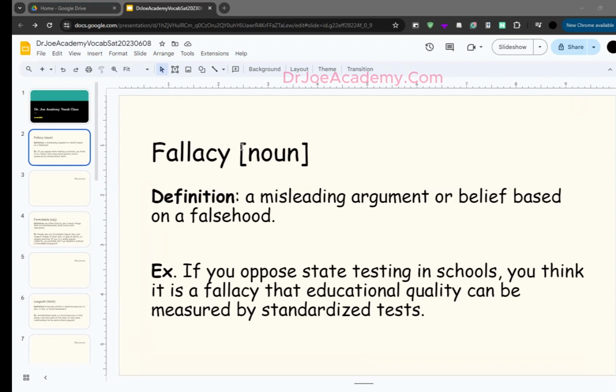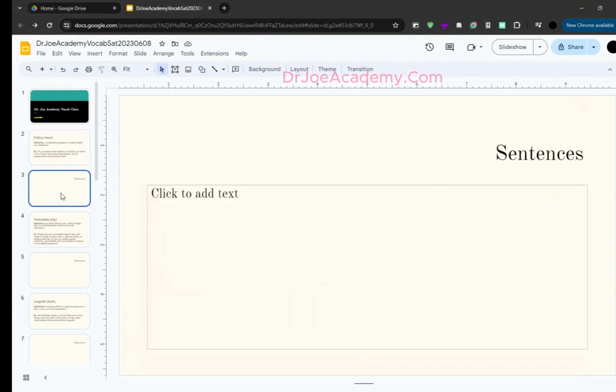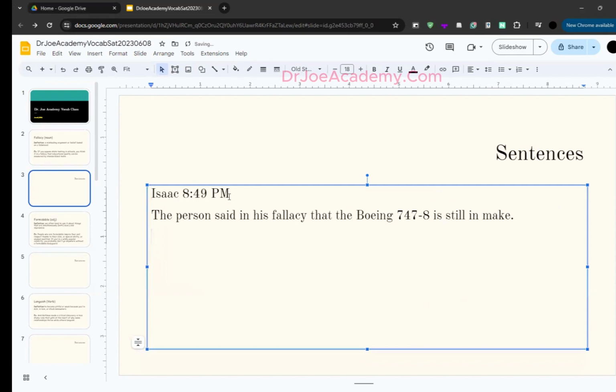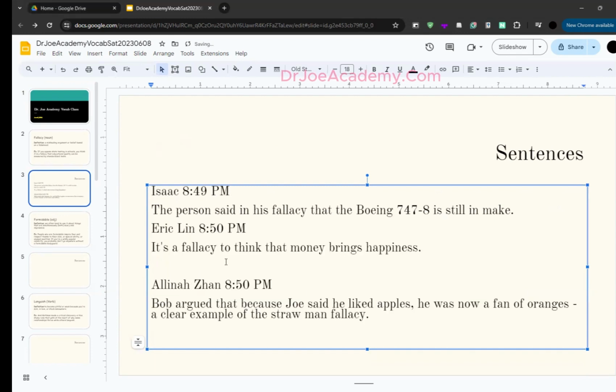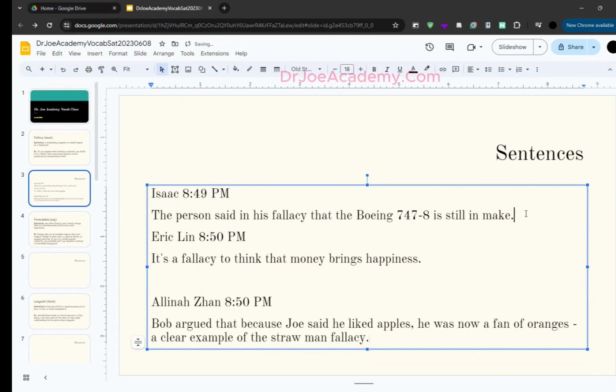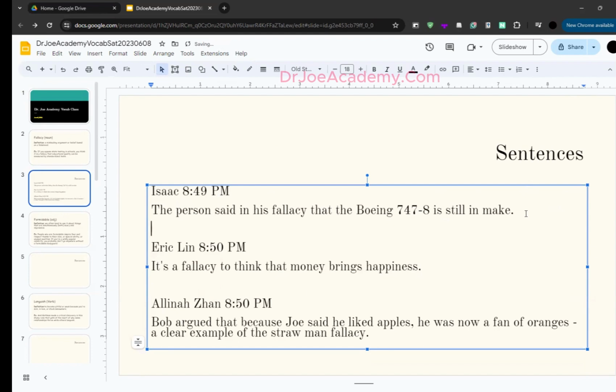Okay, so we're going to start taking up the sentences that everyone wrote for the word fallacy now. If you are still working on your sentences, then you can keep writing and submit them later on. So, Isaac, do you want to go ahead and read your sentence first?